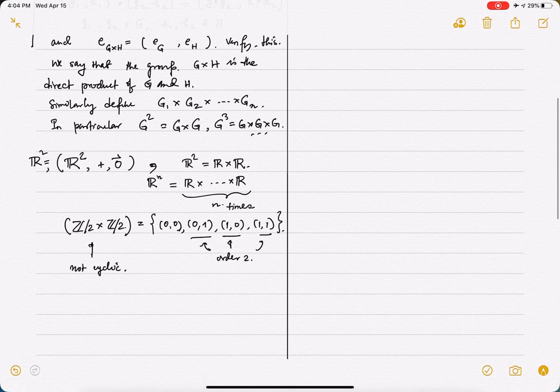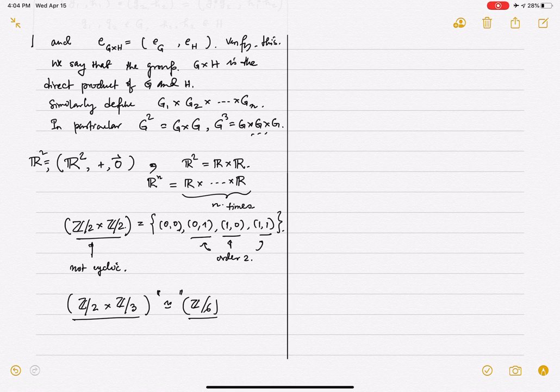Sometimes this gives you new groups, like this one is not one of the cyclic groups. But sometimes, like this one, we'll see is secretly the same as Z mod 6. Not really the same, but the word is isomorphic. It has the same group theoretic properties. This is within quotes. After we define homomorphism and isomorphism in the next section, we will make this precise. But the structure of Z mod 2 cross Z mod 3 is the same as the group theoretic structure of Z mod 6, for example.